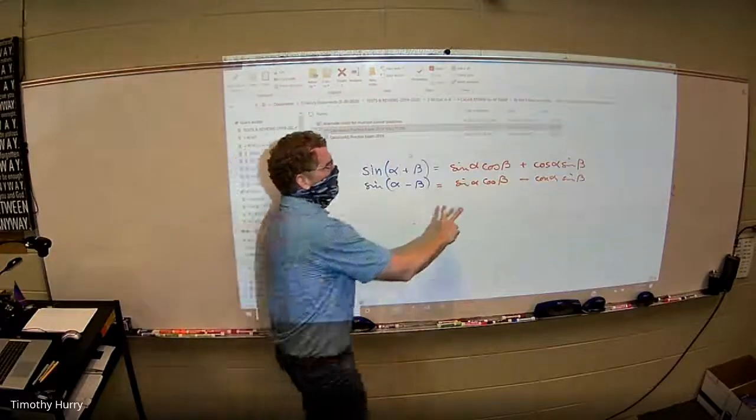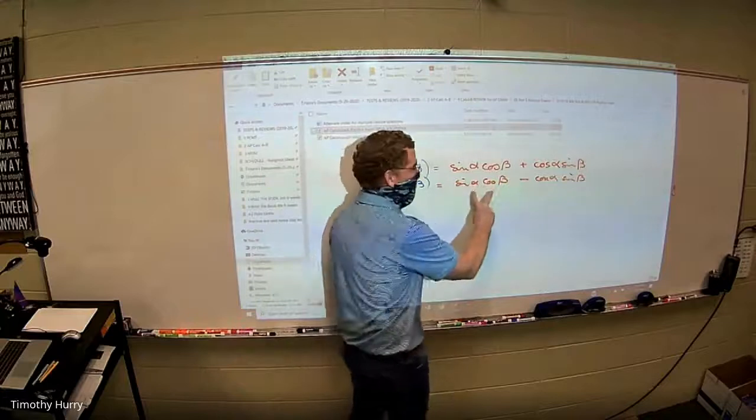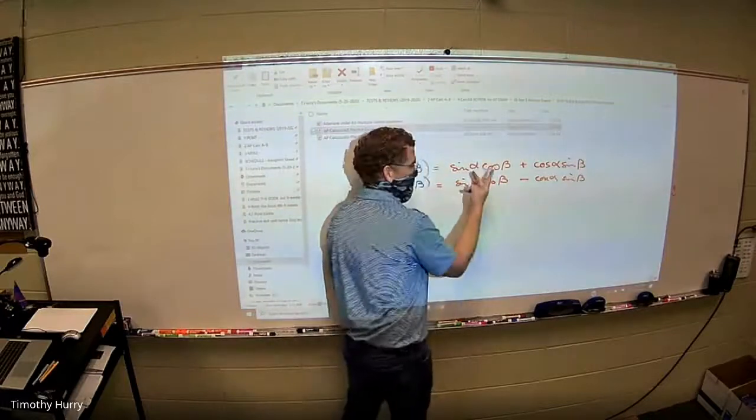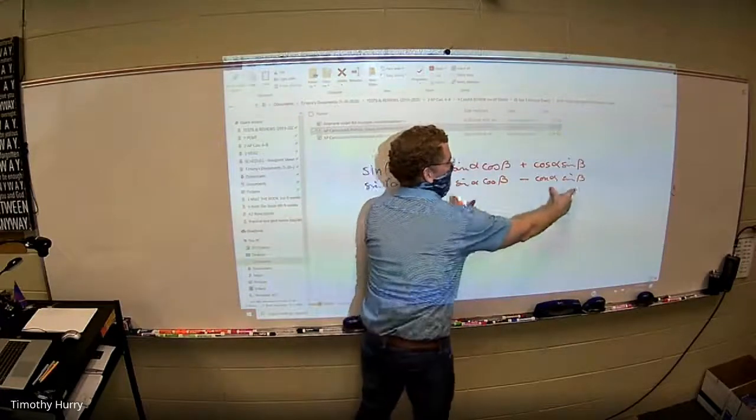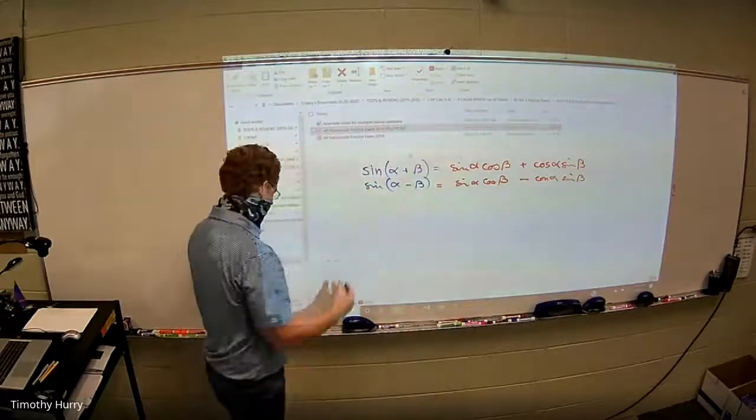Now you could switch those two up, I guess, because that's the commutative property of multiplication. And you could switch those two up. But you can't take this here and this there around that negative. So those are the examples for sine.